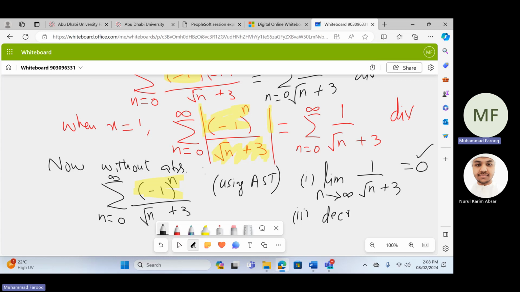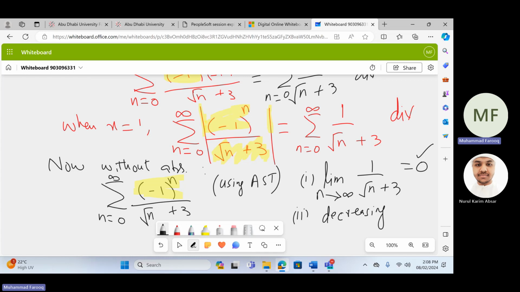But can you show us again how you do the shortcut? It's 1 over square root of n plus 3. Put 0 in the question: 1 over square root of 0 plus 3, so 1 by 3. Next put 1, and it becomes 1 by 4.